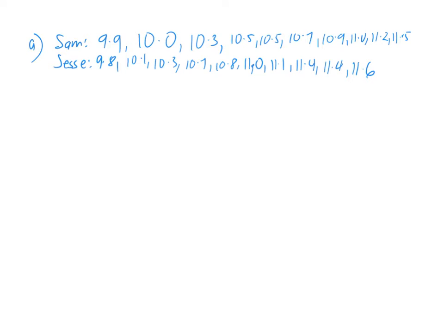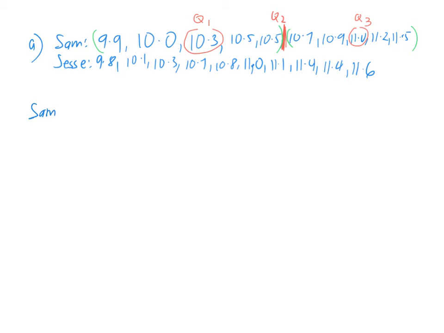Now the question's asking to find the five-figure summary for each person, so we need to find lowest, highest, Q1, Q2, Q3. So let's do that. We have 10 scores, so the middle is going to be the 5.5th score. So Q2 is right there. Then the lower middle, we have 5 numbers, and the middle is just 10.3. That's my Q1. And then my higher middle would be this one here. That's Q3.